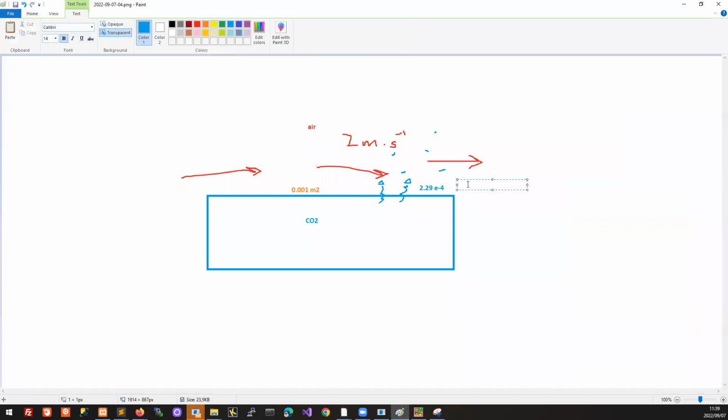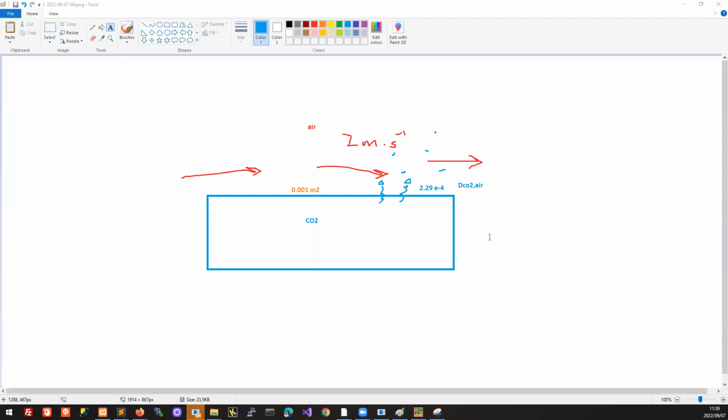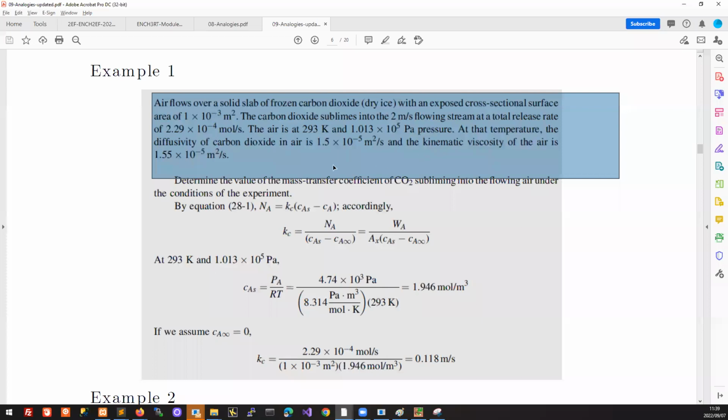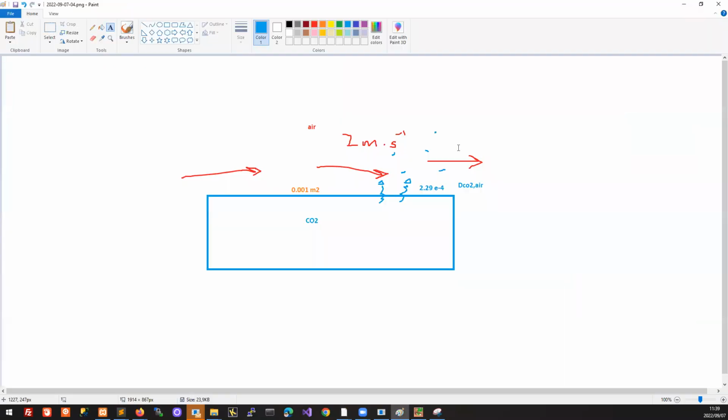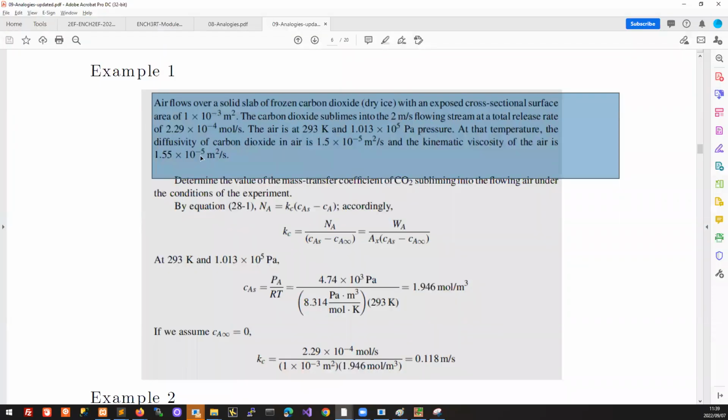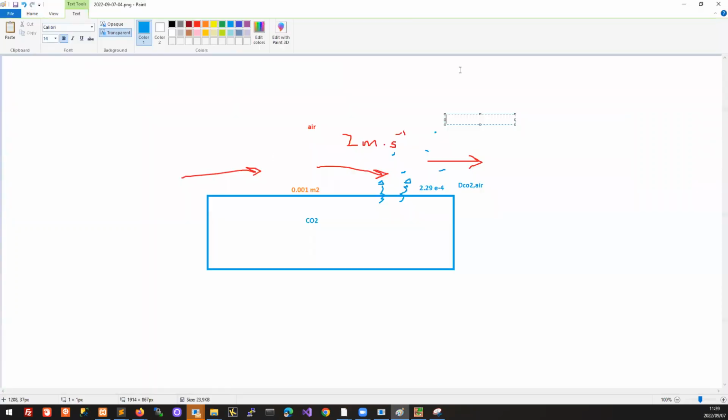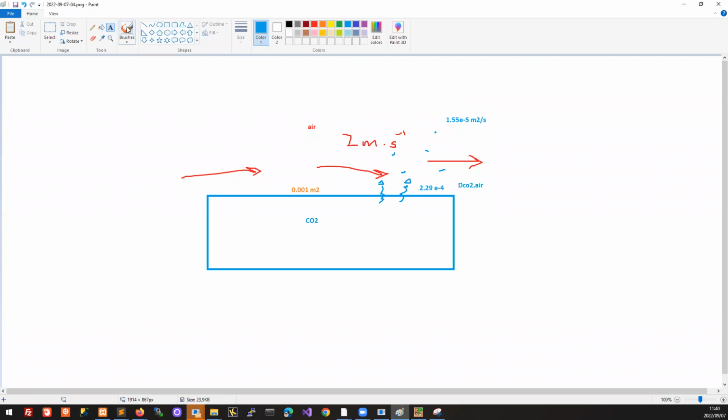So we can say D CO2 and air, the diffusivity of carbon dioxide into air, is known. And then we also know the viscosity of the air. The viscosity of the air is given to us in pure SI units, 1.55 × 10⁻⁵, rather meters squared per second. Right, so that's the viscosity of the air. And okay, so that's all the information that we have.